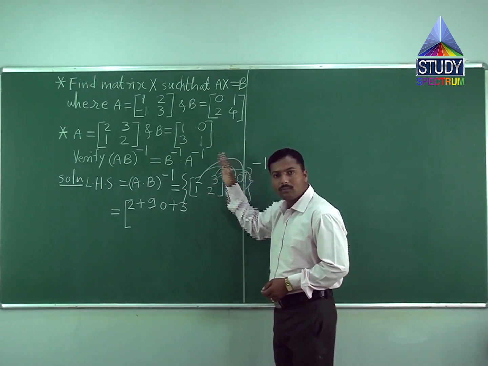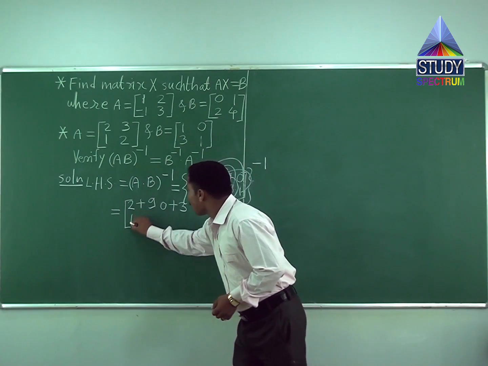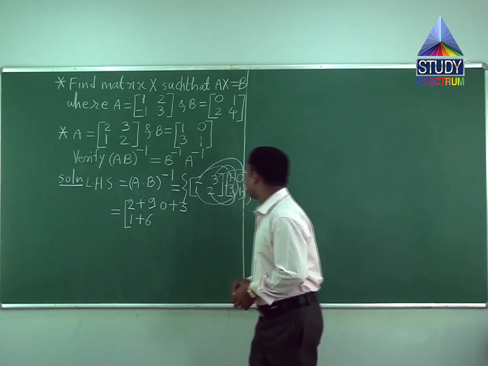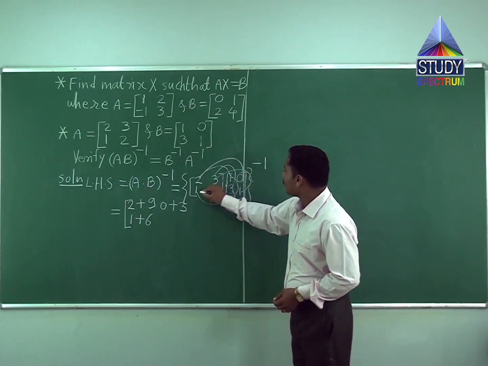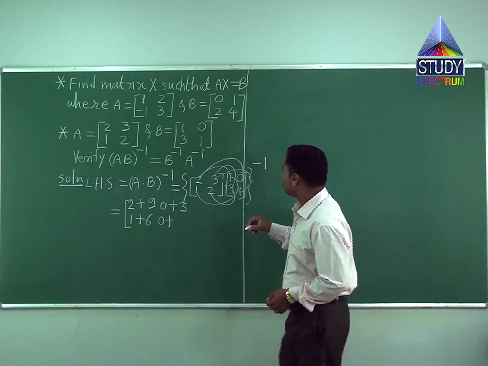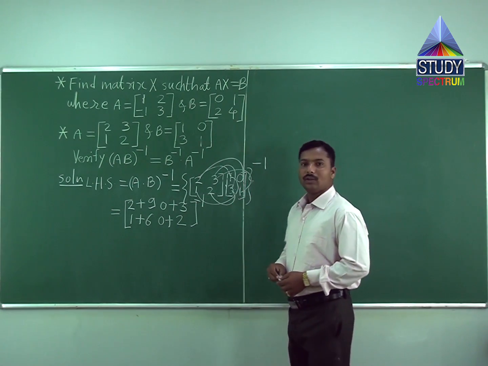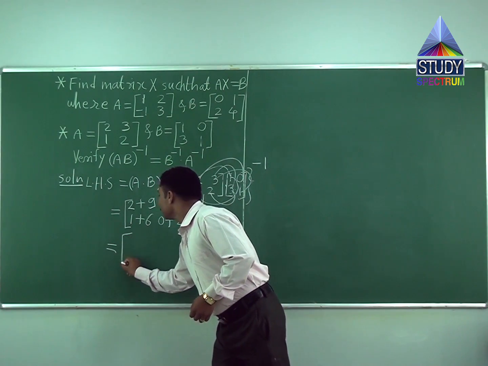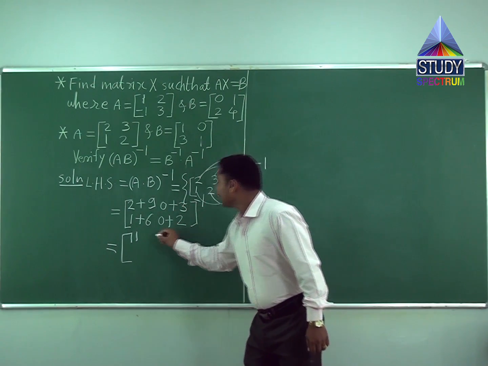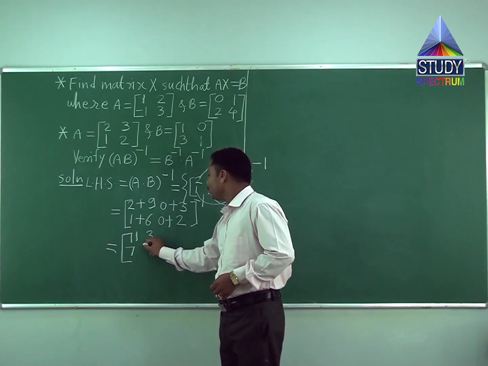So, second row, first column, second row, second column. So, 1 into this 1, 1 plus this 2 into this 3, 2 into 3, 6. Again, second row, second column. So, 1 into 0, 0 plus 2 into 1, 2, and its inverse. So, here is the inverse equal to what? This 2 plus 9, 11, 0 plus 3, 3, 1 plus 6, 7, and 0 plus 2, 2.